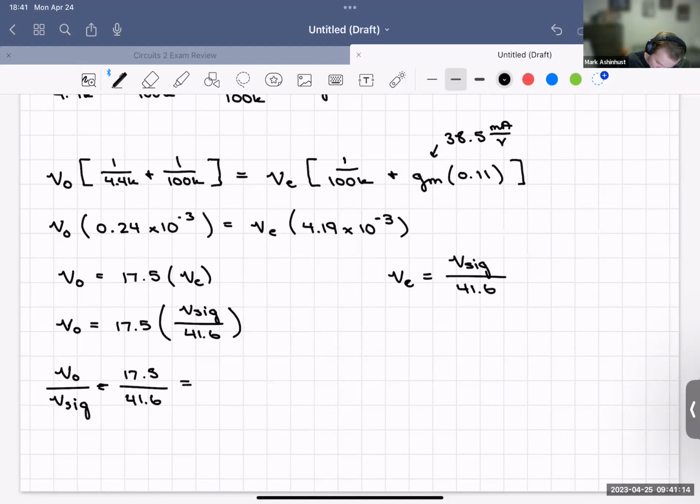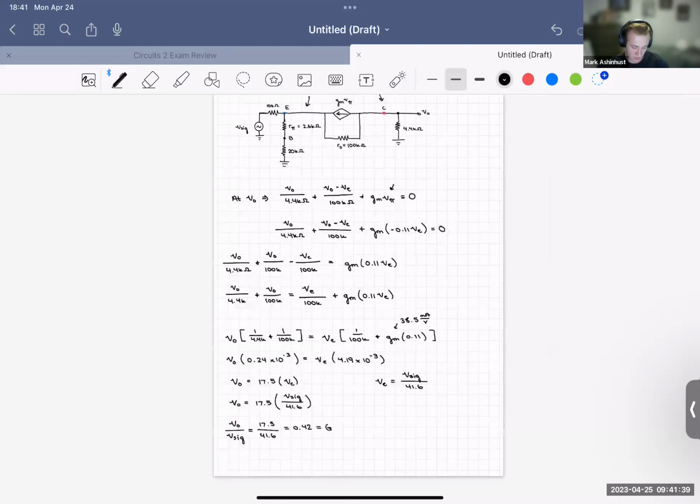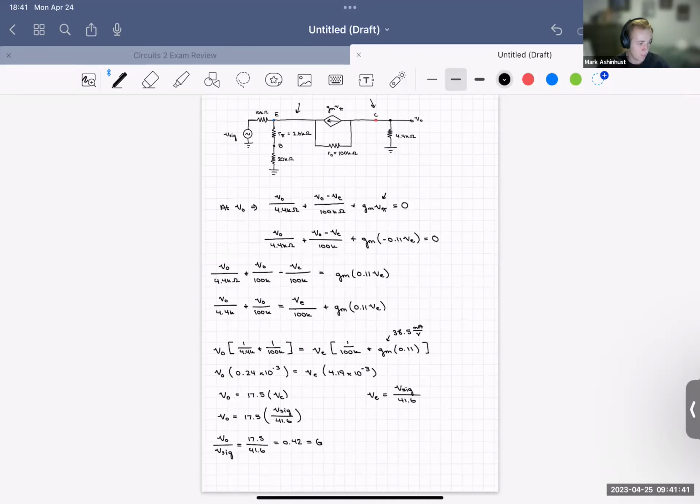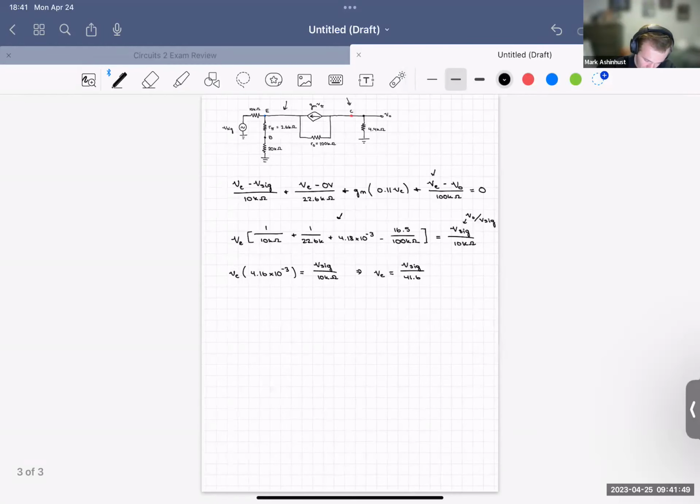41.6, which is 0.42, which is our gain. So that's the gain there. And that is part one of the 3 parts that we have to do for this problem. This one is a little long. The next 2 parts of this are easier. So we'll continue on to there.